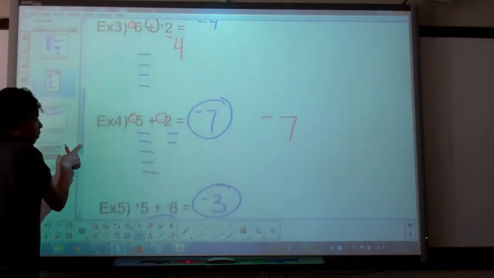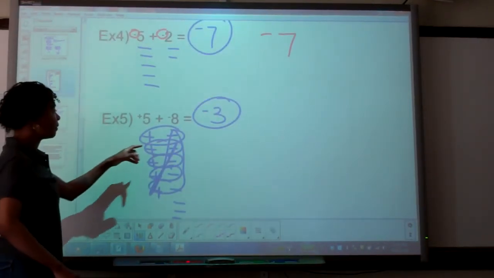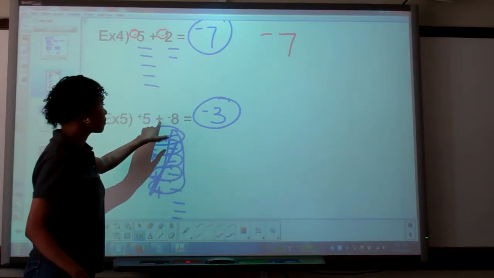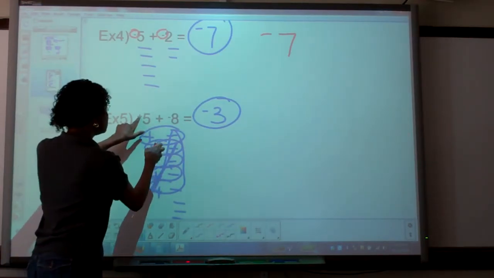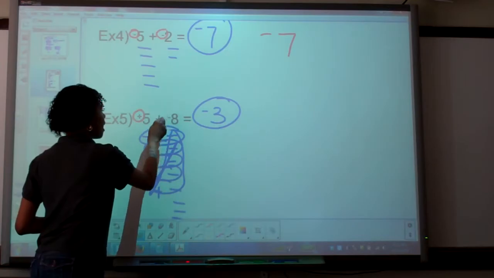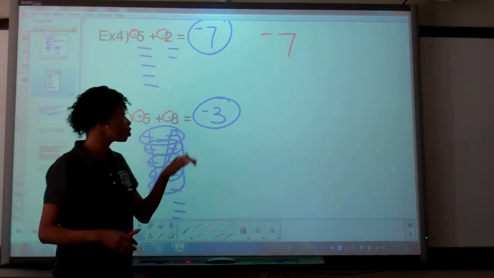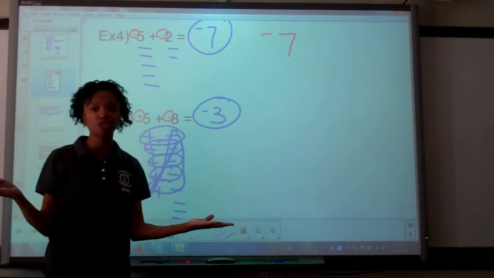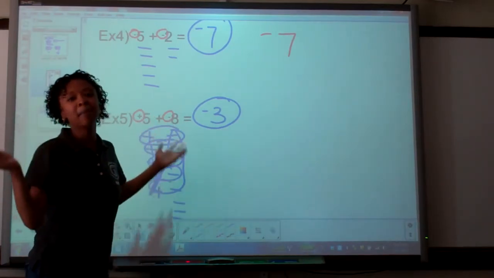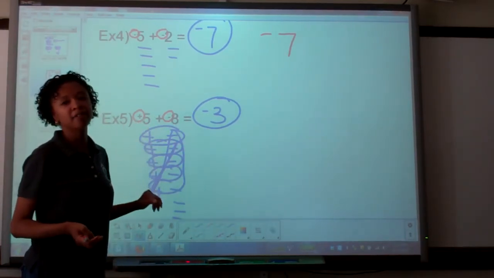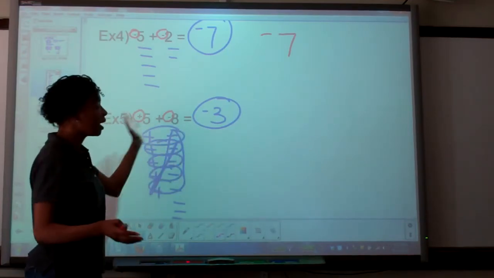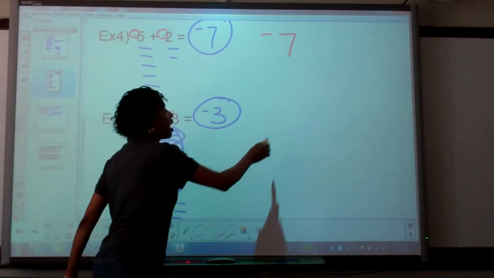Let's look at the next example. Example 8. I'm adding integers, but I'm adding integers with different charges. These are different. There's a positive and negative. When I add integers and they have different charges, it's just a subtraction problem. You can just say 8 minus 5. It doesn't matter if the 5 is in front. It's just 8 minus 5. 8 minus 5 is 3.